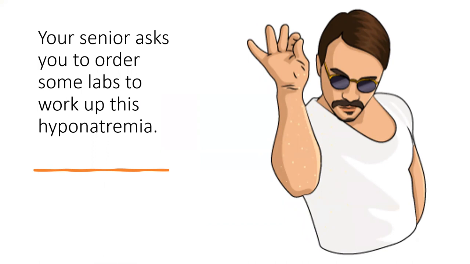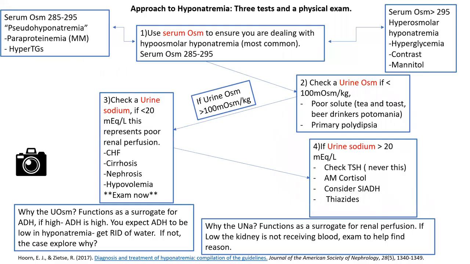Serum osmolality. Nice. Urine lytes. What do you mean by urine lytes? What do you want to get? Urine sodium, urine osmolality. Perfect. That's awesome, Benjamin. I think if you start there, you're good to go, all right? And so we're going to spend a little bit of time going over the approach to hyponatremia.